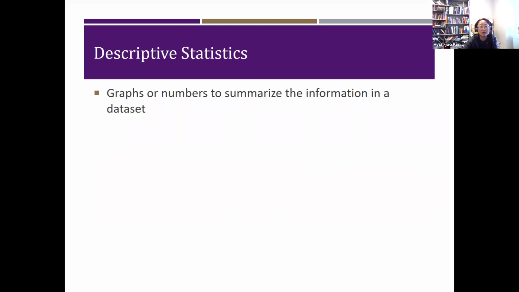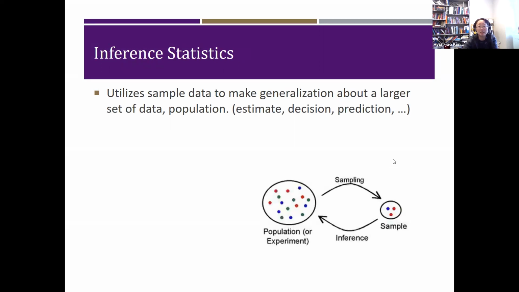Then we'll talk about descriptive statistics versus inferential statistics. Among statistics, there are two different categories, descriptive and inferential. Descriptive statistics is graphs or numbers to summarize the information in a data set. So any number or graph you're using to describe or summarize the data would be called descriptive statistics. On the other hand, inferential statistics utilizes sample data to make generalizations about the population. So estimation, testing, decision making, and prediction belong here.